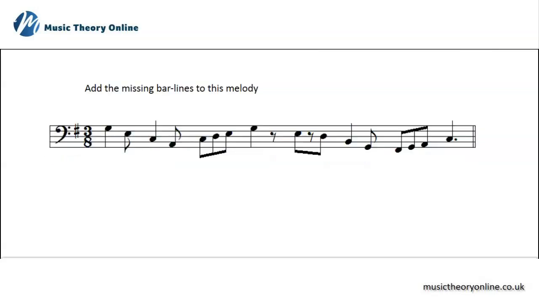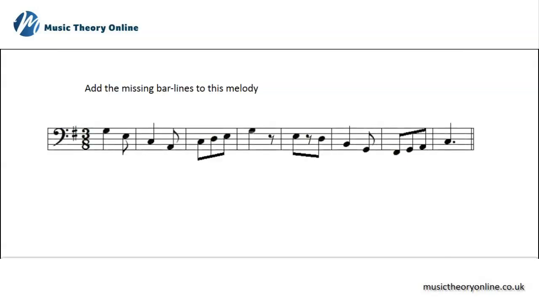This one is, although it's in bass clef, that's not really a problem because we're just looking at values and groupings of notes. Again, add the missing bar lines to this melody. So let's place the bar lines in the correct positions and analyse how we've come to that position. If we look at the first bar, we've got a crotchet and a quaver. Now the crotchet is worth a value of 2 quavers plus the additional quaver. There's our 3 quavers for the first bar.